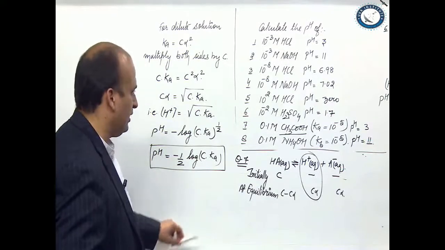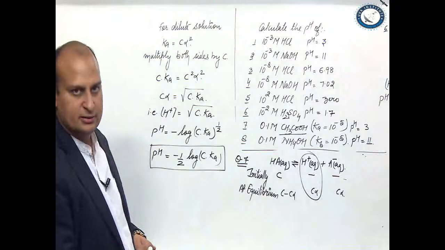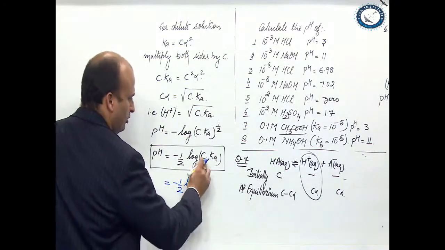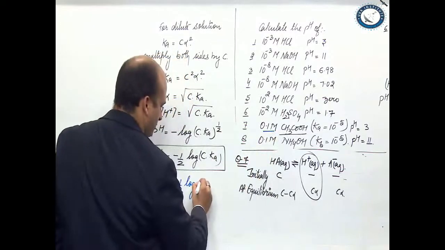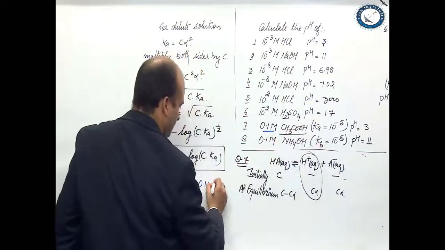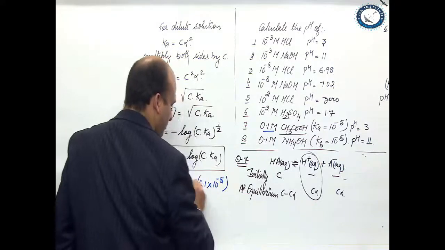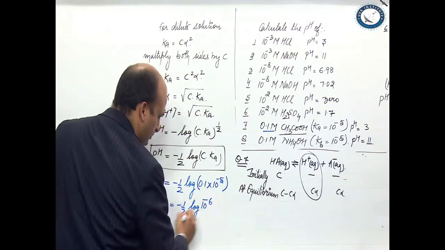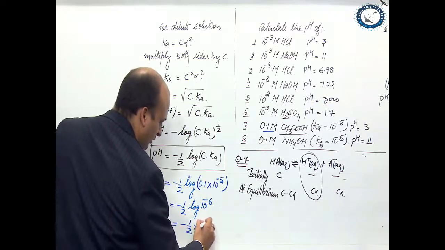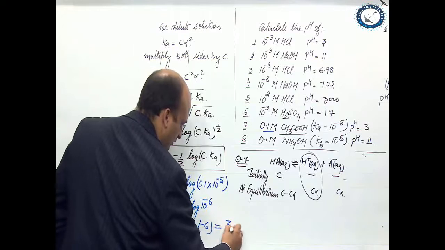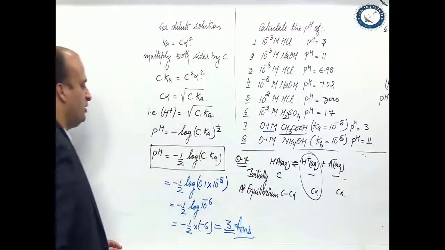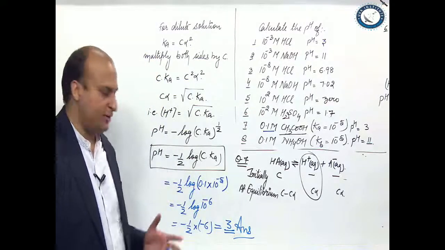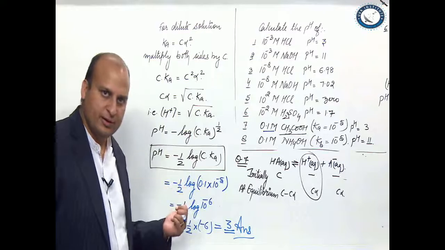Now what I have to do over here is, I have to put these values over here and get the answer. See, minus half log. What is C? 0.1. What is Ka? 10 raised to power minus 5. So this is minus half log 10 raised to power minus 6, which is minus half into minus 6, which is equal to 3. So you see, you can solve this question verbally, no need to use the pen. Verbally you can solve this question. Got the point? Okay.